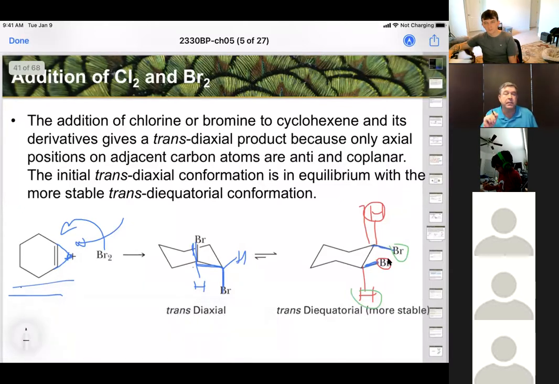So that's why we use cyclohexane for that probe, because it's really easy to tell the difference between the two. Okay, so do we understand why it's adding opposite each other? Because it's blocking the top with that three-membered ring.